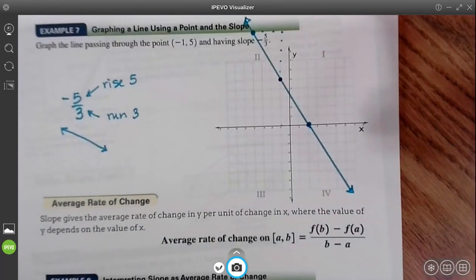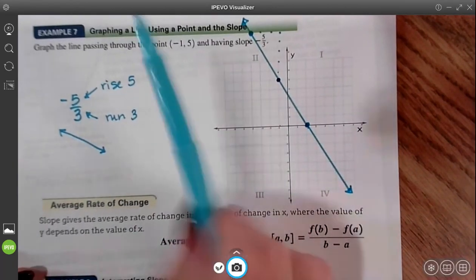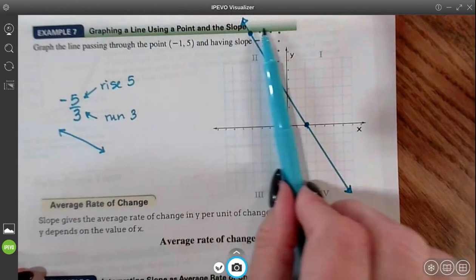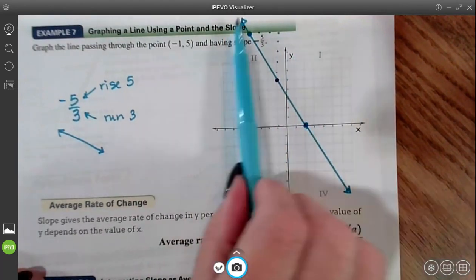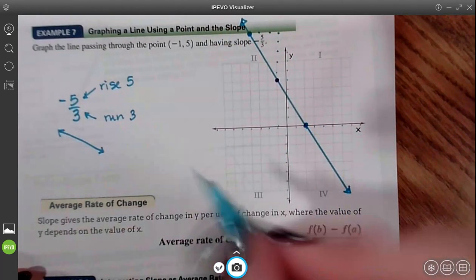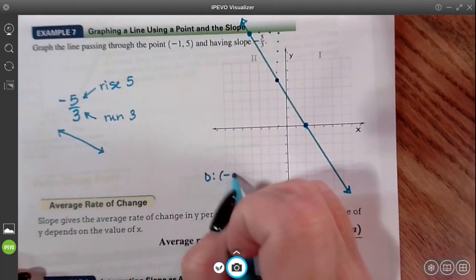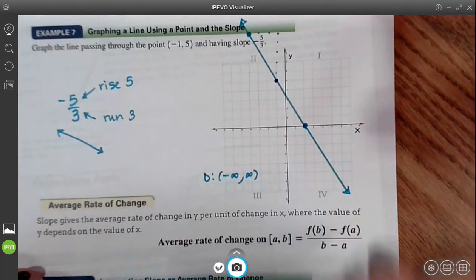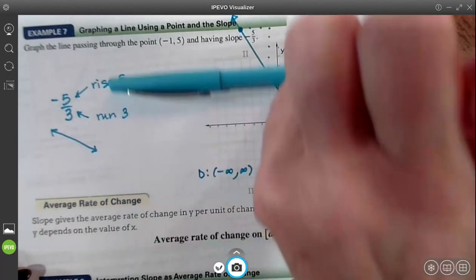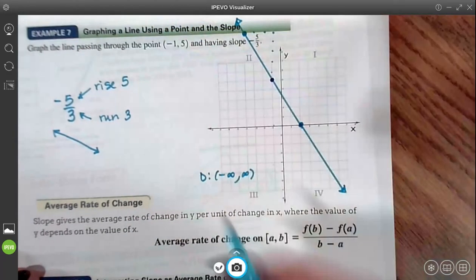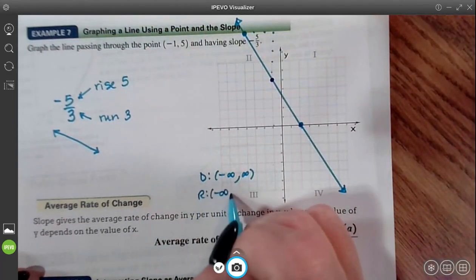The domain for a line that looks like this, as I go left to right, the domain would go negative infinity to infinity, because the first thing I hit is an arrow, second thing I hit is an arrow. And the range, as I go bottom to top, also goes arrow to arrow, so the range is also negative infinity to infinity.